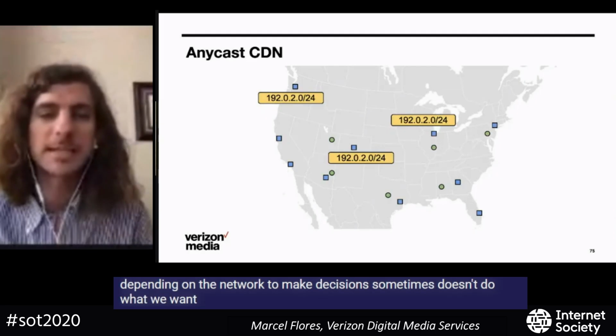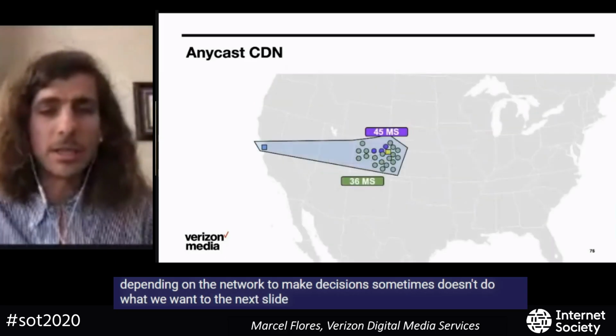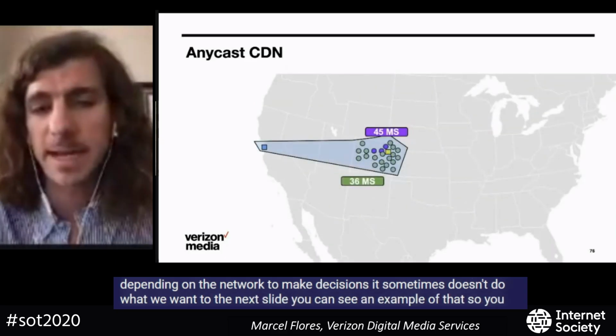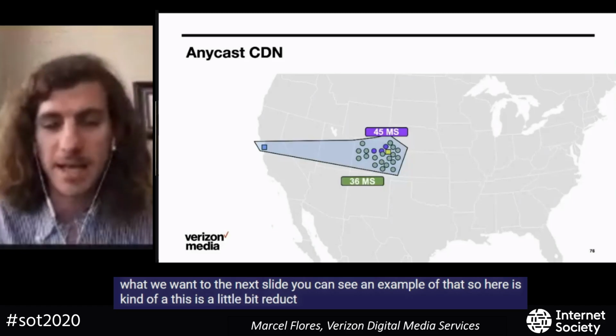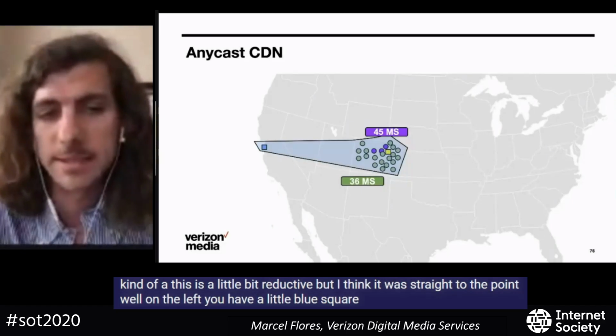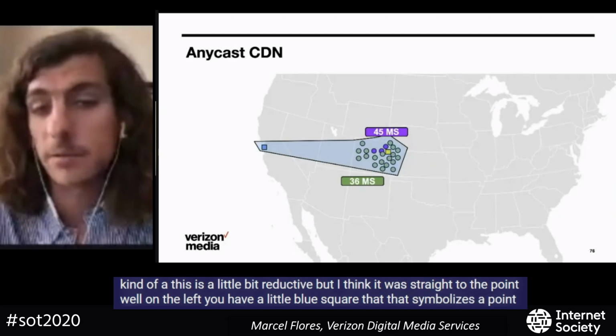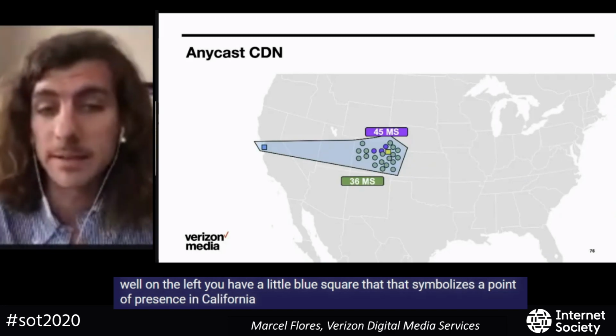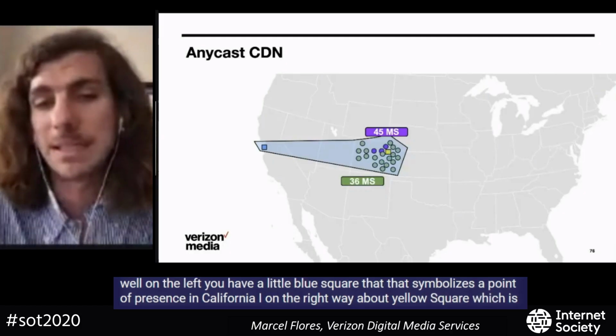So if we hop to the next slide, you can see an example of that. This is a little bit reductive, but I think it illustrates the point well. On the left, we have a little blue square that symbolizes a point of presence in California. On the right, we have that yellow square, which is a point of presence in Colorado.